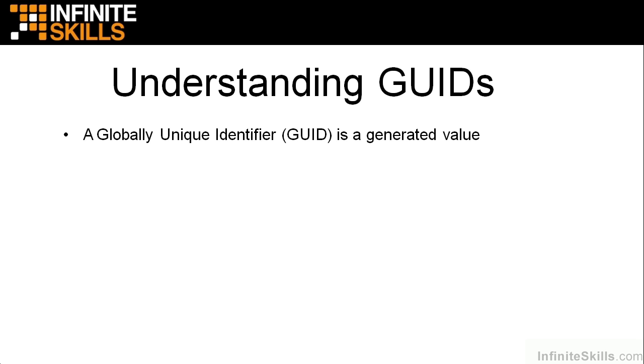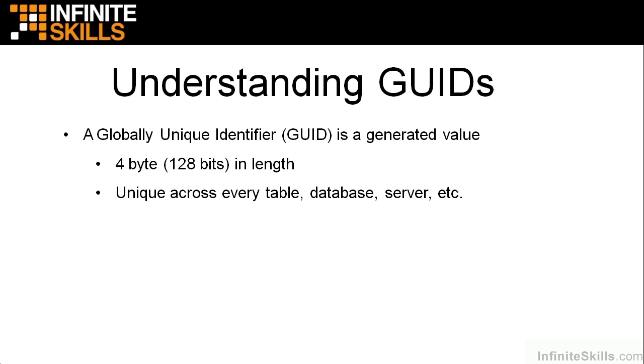Now, a globally unique identifier is a generated value. It's 16 bytes long, that's 128 bits in length, and this number is guaranteed to be unique across every table, database, server, anything in the world. Now, I've seen the numbers on this, and it varies depending on who you talk to, but if I generate a globally unique identifier, and then you generate one, you would have to generate something like 600 million globally unique identifiers to have a 50% chance of duplicating mine. Now, this thing builds it off of all kinds of things, including the MAC address on your network card. So it's very, very unlikely that you're ever going to see a duplicate of this.